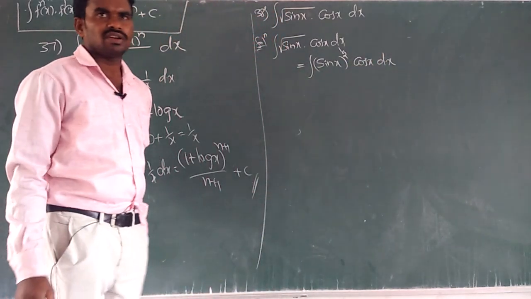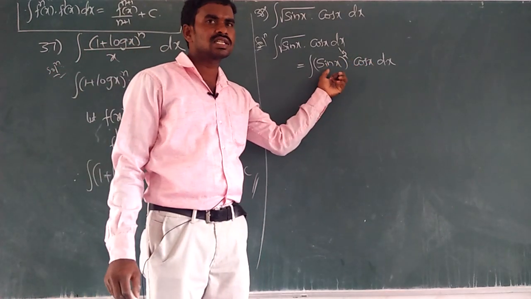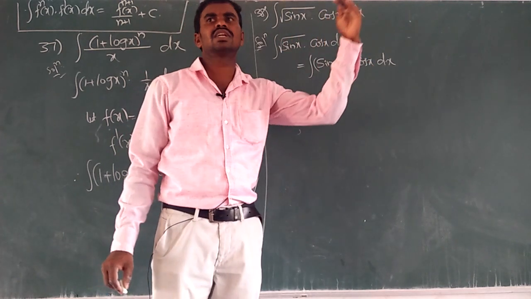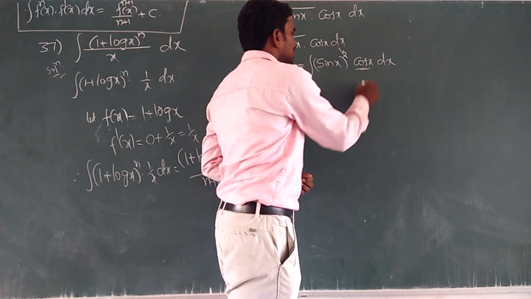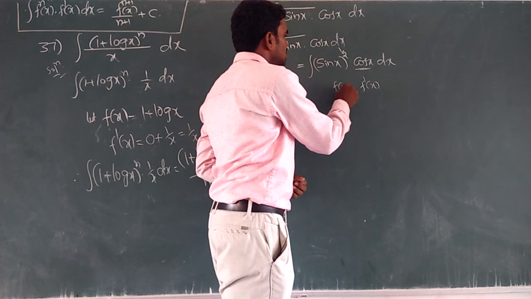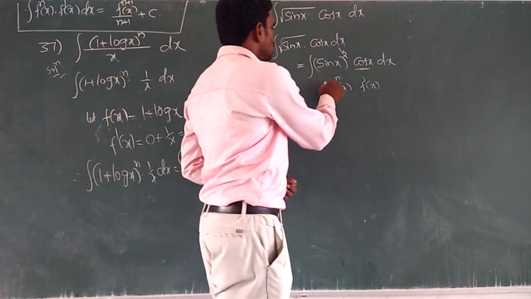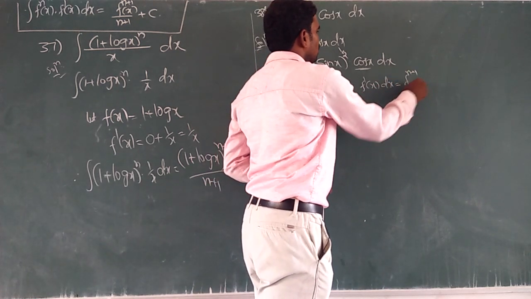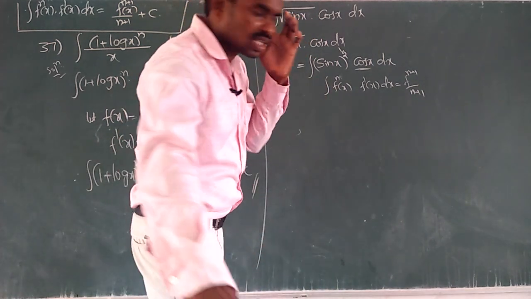Now tell me, is cos x the derivative of sin x? Yes. Generally, the derivative of sin x is cos x. So this is the derivative of the function, and we can take it as f dash of x. This is the function, treated as f power n. So we can apply this formula: f power n plus 1 by n plus 1.